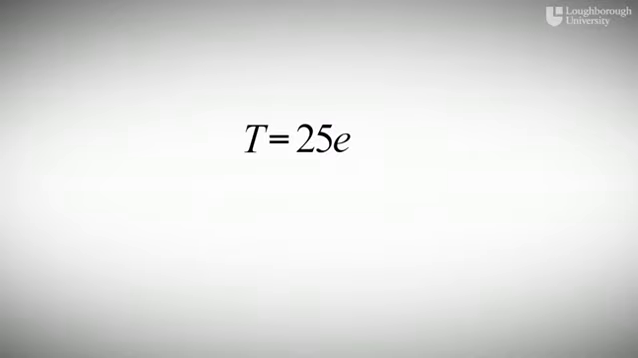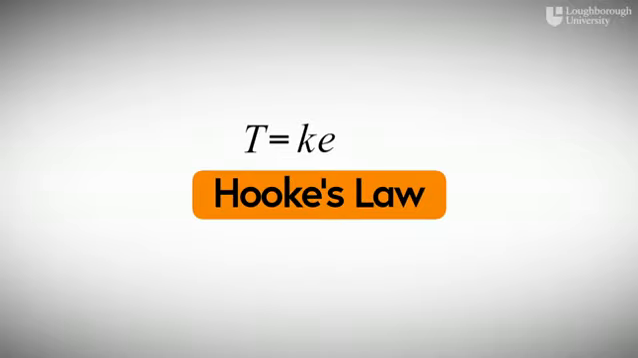We see that the relationship now takes the form T equals KE, where K is a constant, in this case 25. The constant K is known as the spring constant, and it will take different values for springs of different stiffness and different lengths. The equation T equals KE is known as Hooke's law, after the English scientist Robert Hooke, who lived in the 17th century.